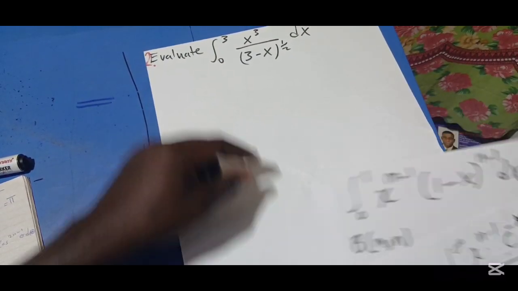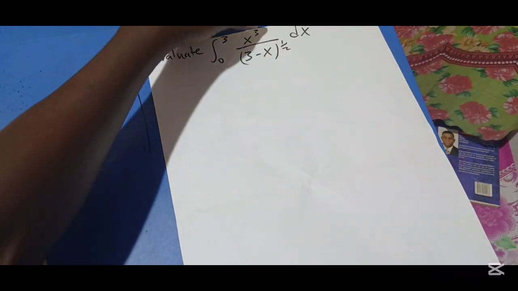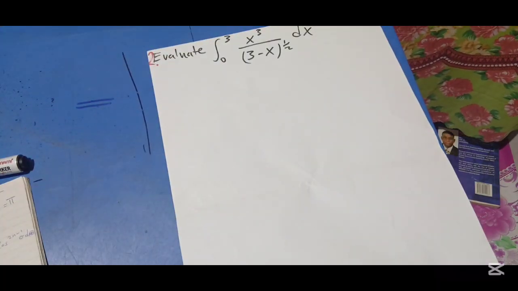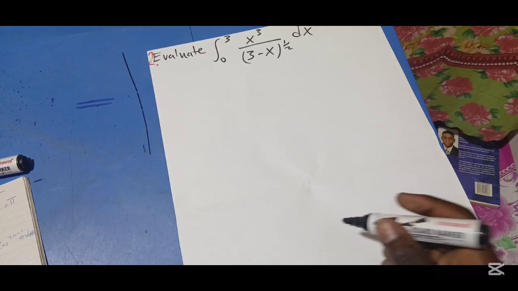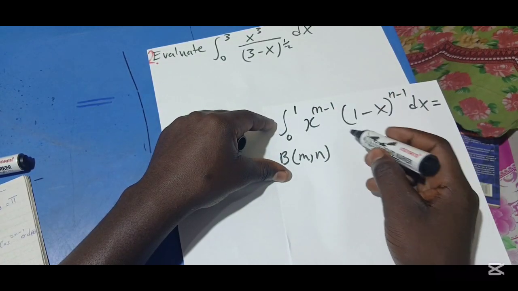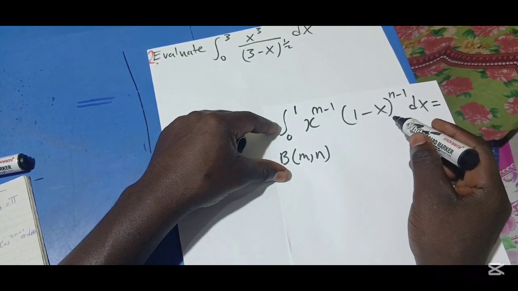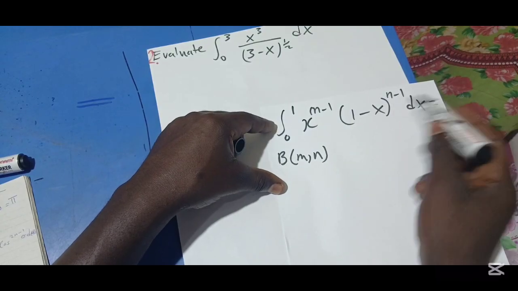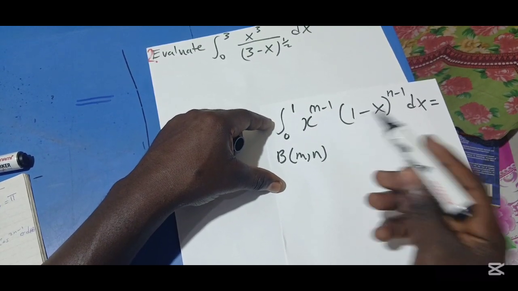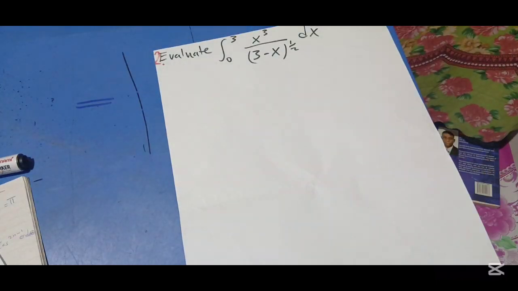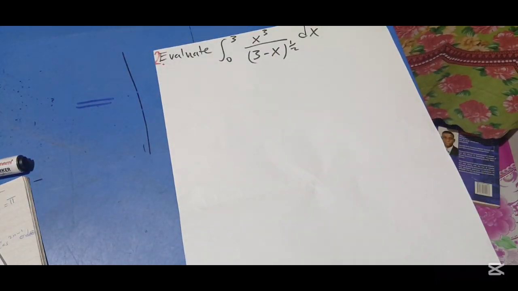Evaluate the integral from 0 to 3 of x to the power 3 over (3 minus x) to the power half dx. Looking at this problem, you will see that it has the properties of beta functions. The general definition for beta functions is the integral from 0 to 1 of x to the power m minus 1 times (1 minus x) to the power n minus 1 dx, equal to beta of m, n. So if you look at the problem very well, you will know which properties it is exhibiting.